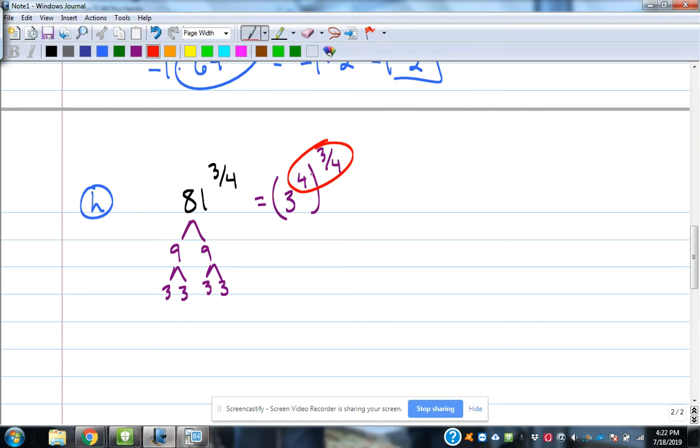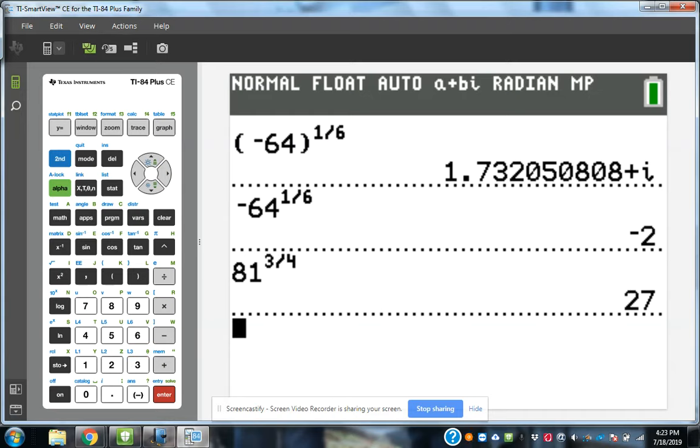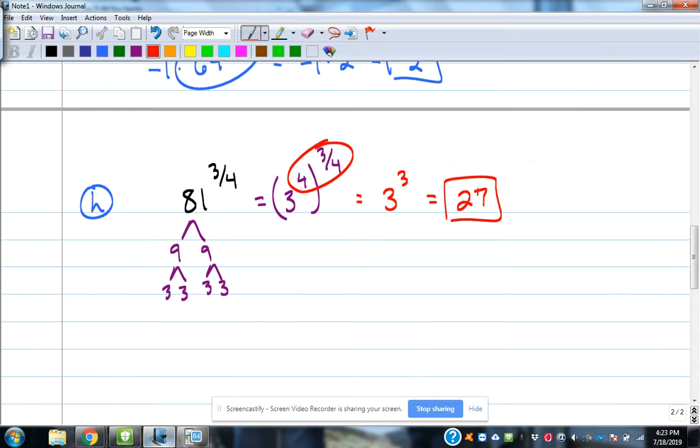Well, if I multiply those together, what's 4 times 3/4? It's 3. So I end up with 3 to the 3rd power, which is 27. And again, I could type that right into my calculator, 81 raised to the 3/4. And it works it out because it is a good number. If that were 80 to the 3/4, you can't do that. So you got to do a little bit of different work. So we'll get to something like that in just a little bit that aren't calculator friendly.